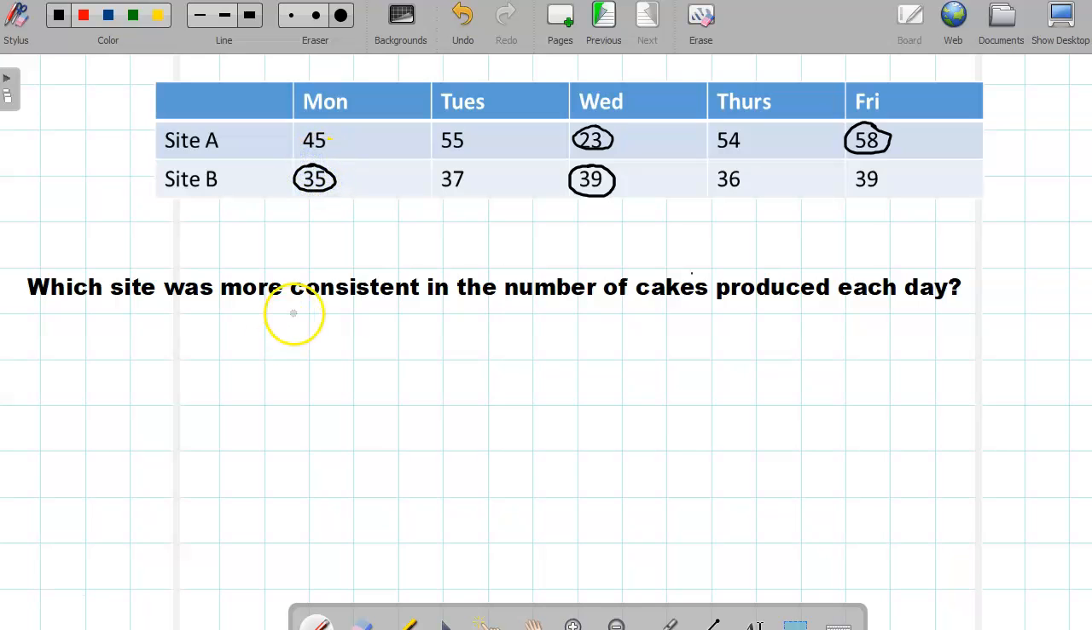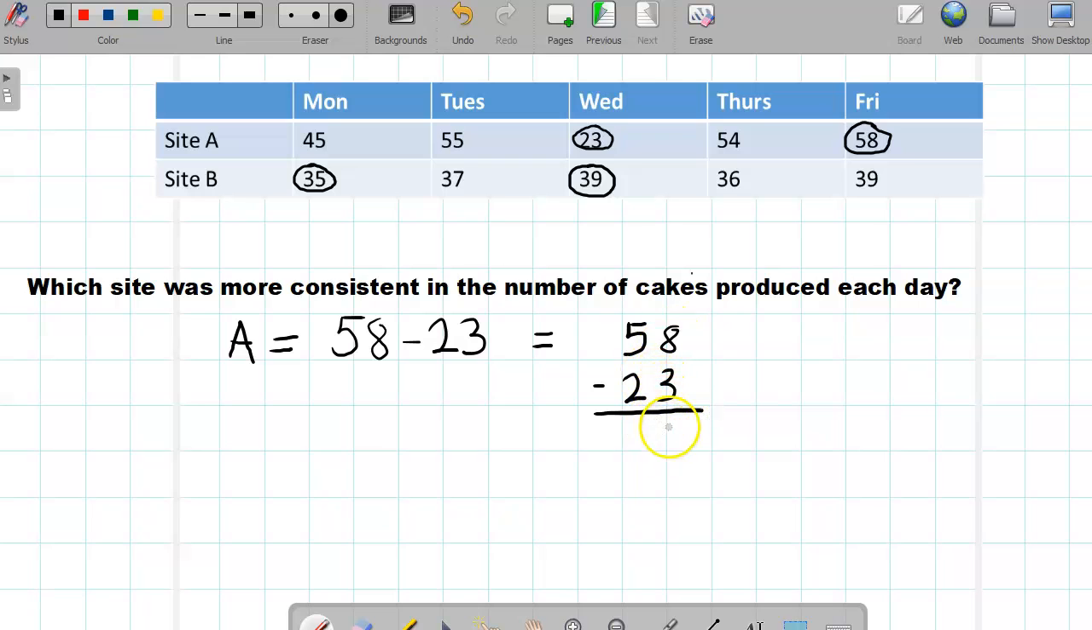So what do I need to do? Let's get the range for site A sorted first. So I'm just going to write A for that. And that is going to be a case of 58 subtract 23. Again, I would probably aim to do this mentally. If I wasn't sure, what I could do is just quickly do a column subtraction. So 8 take away 3 is 5, 5 take away 2, 3. So we've got a range on site A of 35.